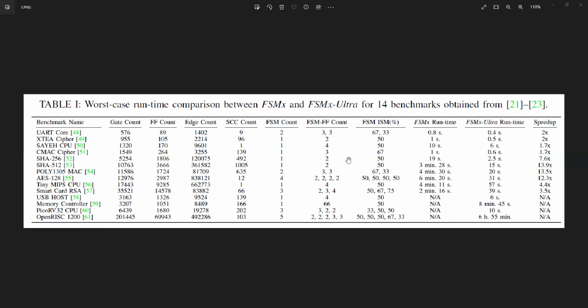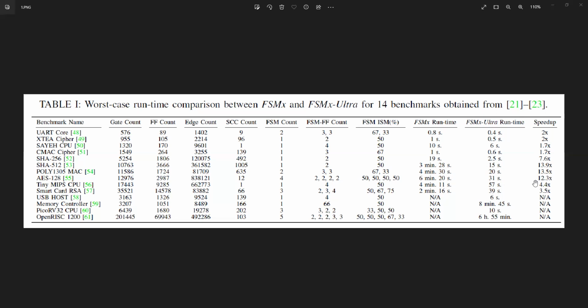And if you look here, the relative speedup, this table picture is already taken from our paper. So if you look here, the speedup is really very high, especially for the large and complex benchmarks.